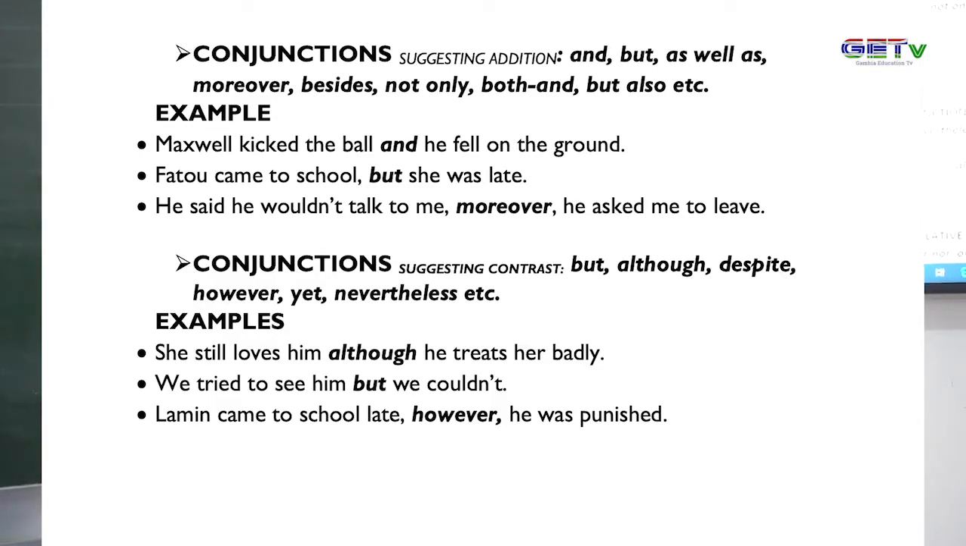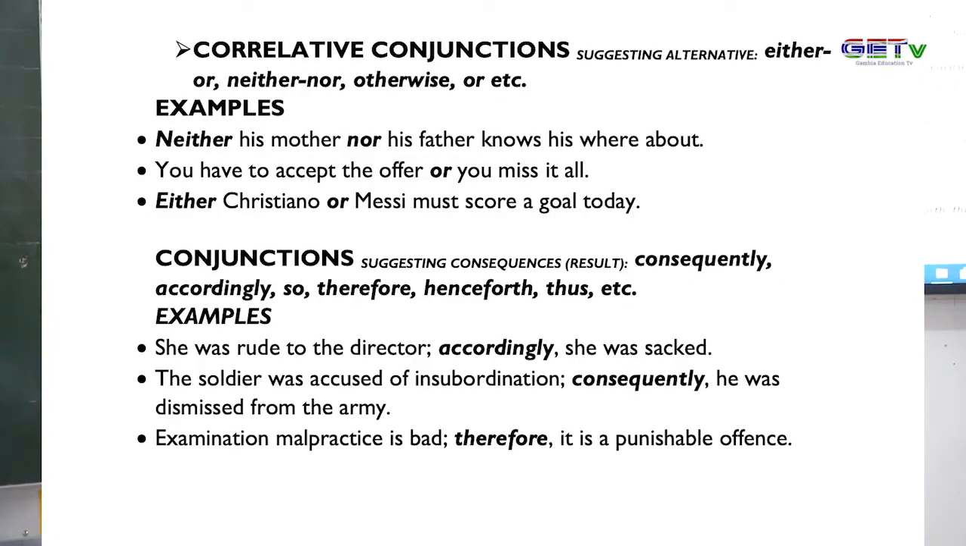3, Lamin came to school late. However, he was punished. When you look at here too, we have two sentences, and the two are being connected by however, which is a connective or a link, as we discussed earlier. So when you look at these conjunctions, we talked about one suggesting addition and the other one suggesting contrast. From there, we move on to correlative conjunctions.